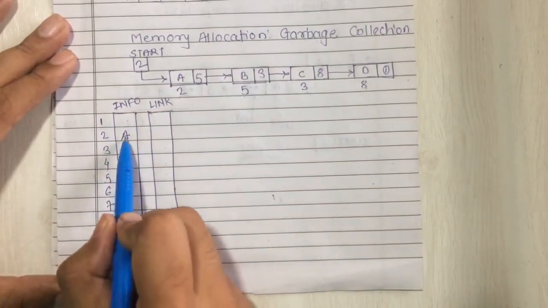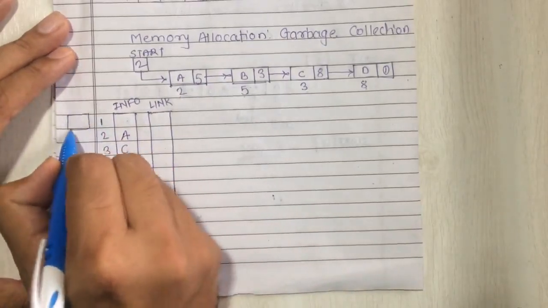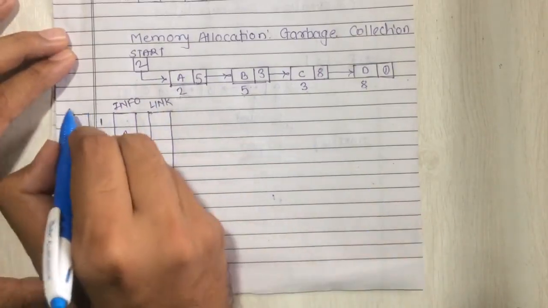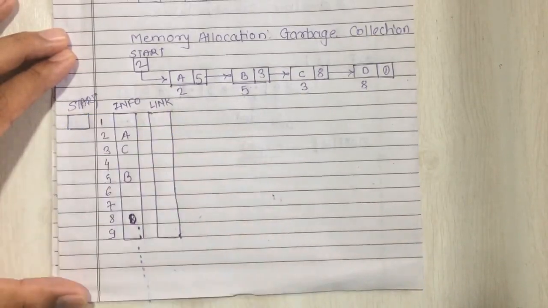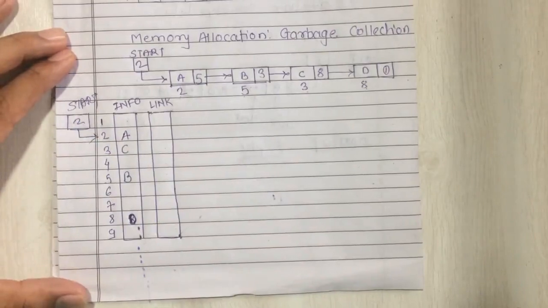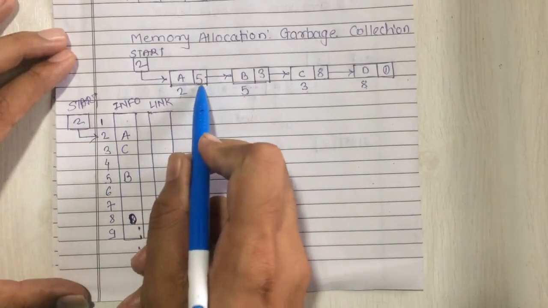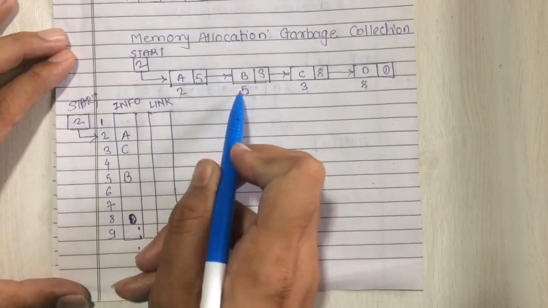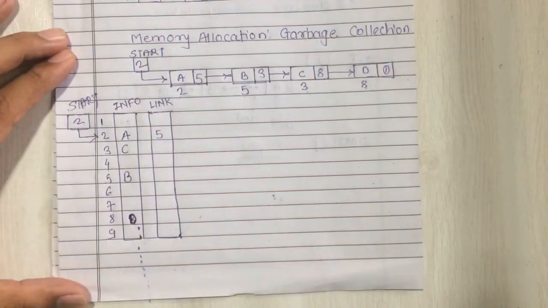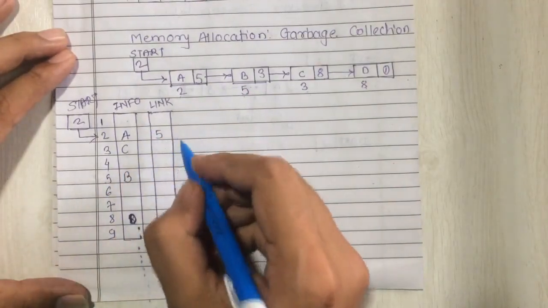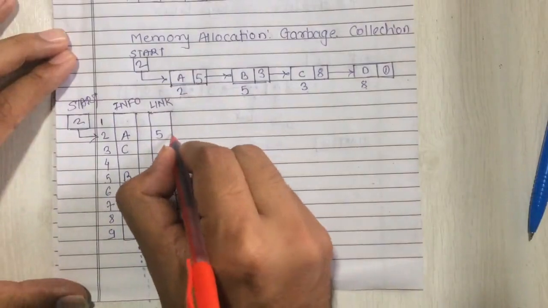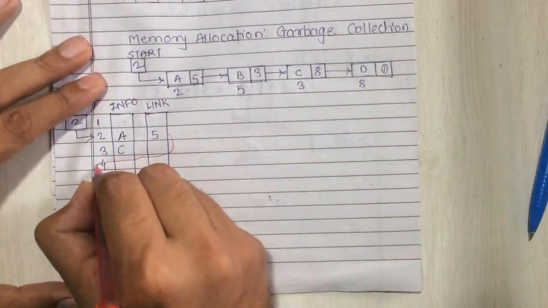Now A is the first node. So again we require one pointer variable to hold the address of the first node. Consider this is a start. It holds the address of the first node, so 2 will come in the start. Now next, A is linked with the node with the address 5. So here in the link of A we have 5, so it is linked with the 5th node. So we'll link this with this.